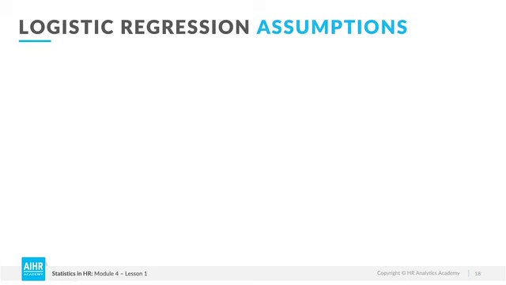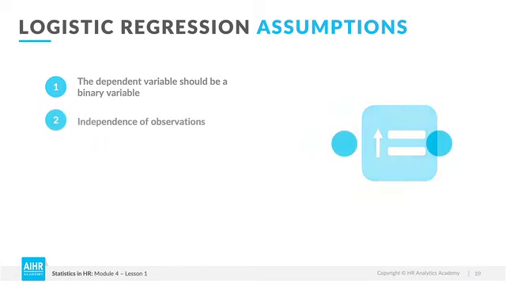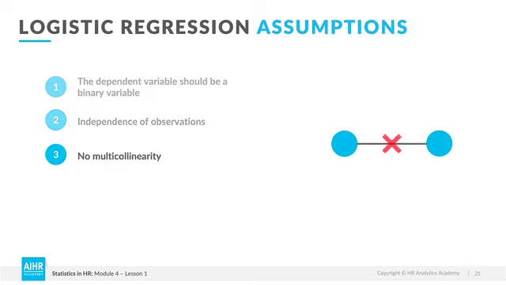Finally, let's take a look at the assumptions for our logistic regression analysis. First, logistic regression requires the dependent variable to be binary. Second, logistic regression requires the observations to be independent of each other. In other words, the observations should not come from repeated measurements or matched data. Third, logistic regression requires there to be little or no multicollinearity among the independent variables. This means that the independent variables should not be too highly correlated with each other.